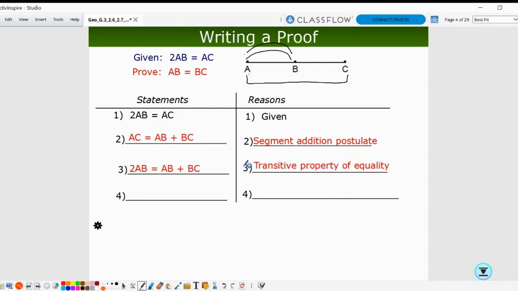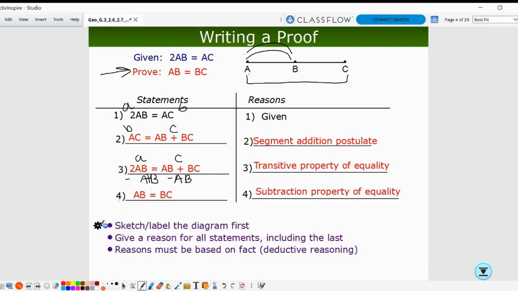Again, 2AB is equal to AB plus BC. This is going to be your transitive property of equality. We go from this statement up here being A is equal to B. We say B is also equal to C. Therefore, A is equal to C. Next, I'm going to subtract 1AB from both sides of our equal sign. And we're down to this line of our proof. AB is equal to BC, and that's using your subtraction property of equality.